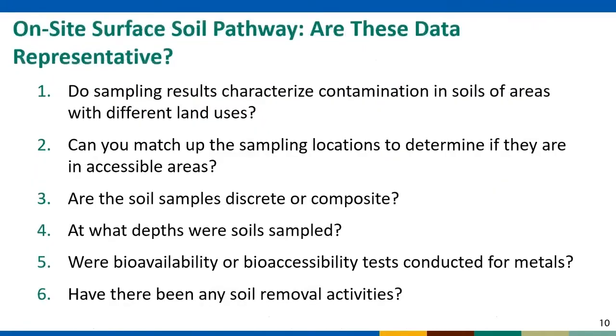Let's examine the representativeness of the on-site surface soil data by answering several questions. First, do sampling results characterize contamination in soils from areas with different land uses? To answer this question, we will need to determine whether areas were accessible to workers and trespassers now and in the past. Also, these data only represent the contaminants that are most likely present based on past activities in this area. Many times, we do not know with certainty what was disposed of at a site.